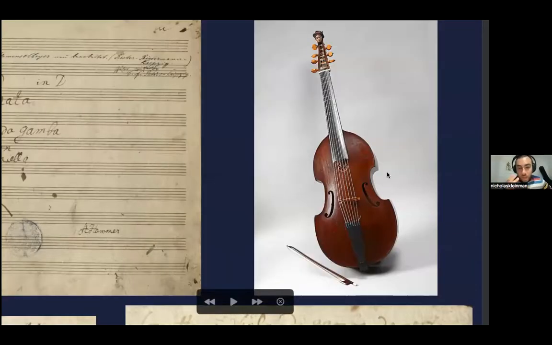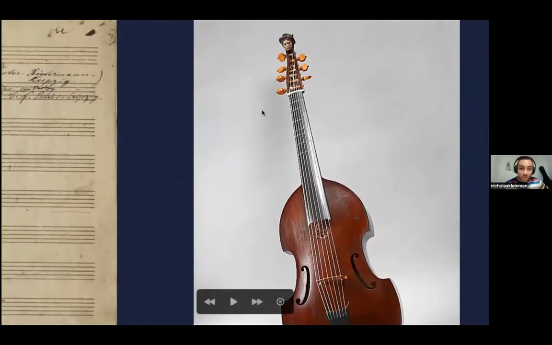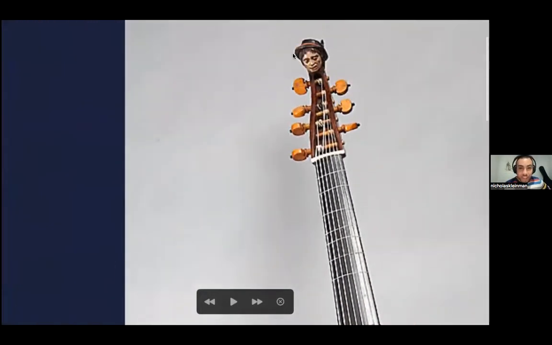Oh, I didn't share the photo. I'm sorry. Sorry, I didn't click the share button. Okay, this is the viol. I forgot to switch back. So, okay, that makes more sense. Here's the scroll. You can see what I was talking about, the man in the hat.